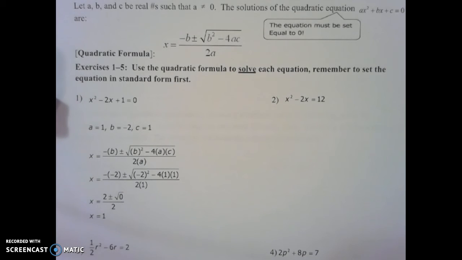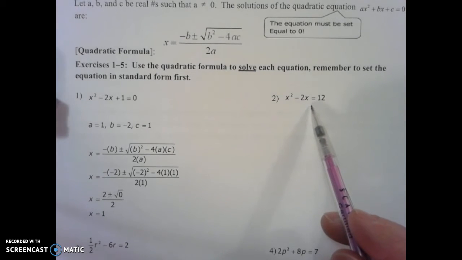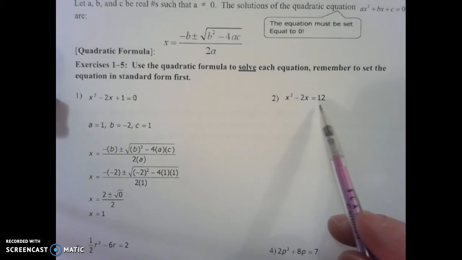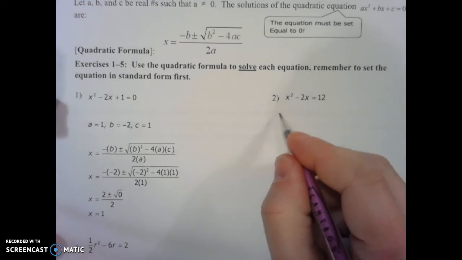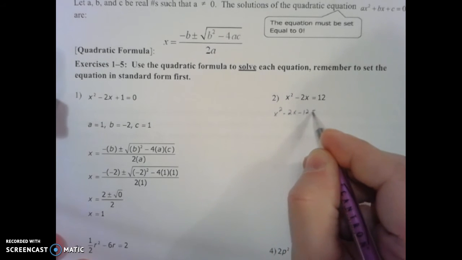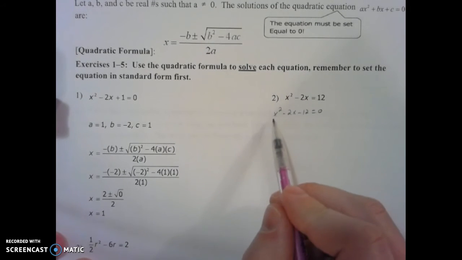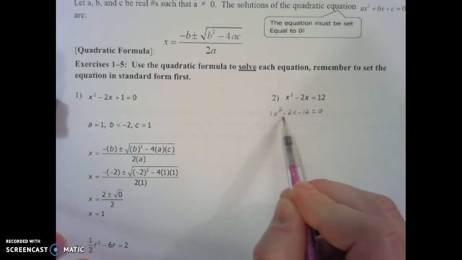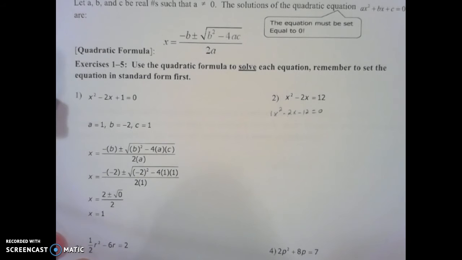second example for you. And notice it says x squared minus 2x is equal to 12. Well, in order to do this, we're going to have this set equal to 0. So I'm going to first subtract 12 from each side, and I'm going to make this x squared minus 2x minus 12 is equal to 0. Okay? And now I know by looking at this quadratic that my a value is 1, my b value is negative 2, and my c value is negative 12.